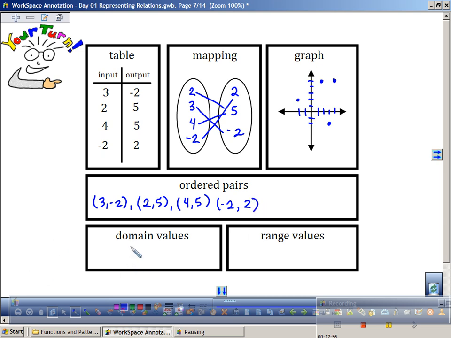Okay, domain values. Johnny, what will my domain values be? No, all the way back there. Johnny, what are my domain values? Let's do them in order. How about -2, then 2, then 3 and 4, and my range values?